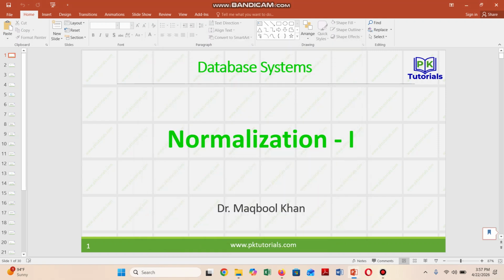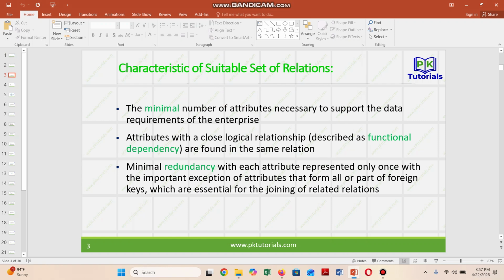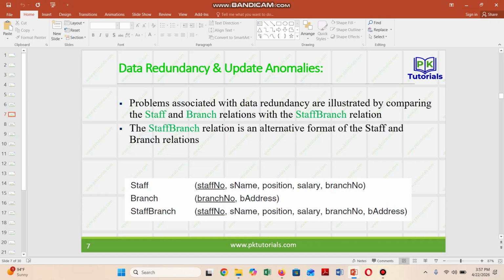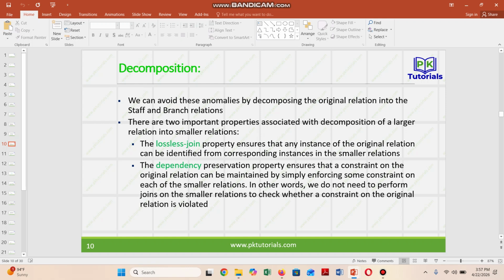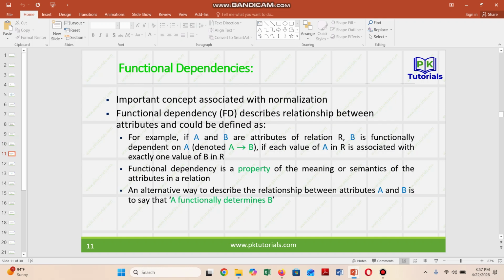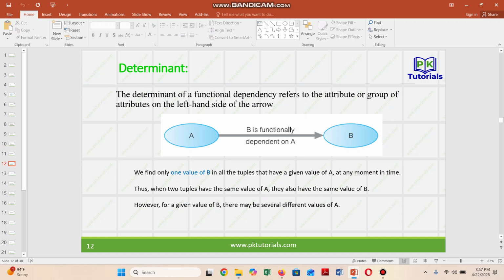Okay, so just to give you a quick recap of normalization, you need to understand a few of the terms before starting. First of all, you should know about functional dependency. So what is functional dependency? For example, if A and B are attributes of a relation, B is functionally dependent on A if each value of A is associated in the relation with exactly one value of B. This graph shows that B is functionally dependent on A.